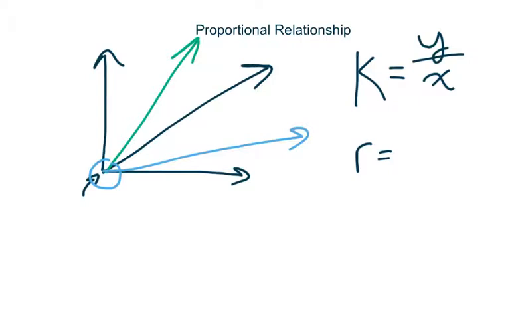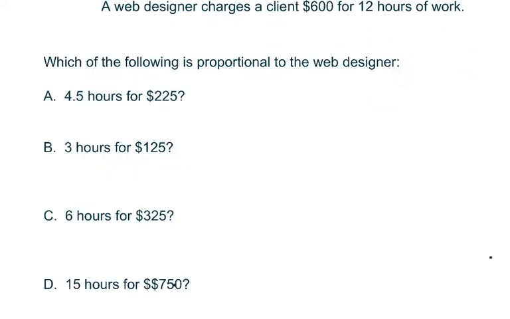What we're going to look at now is how you can take an original relationship and compare it with other relationships to see if they're proportional to each other or not. We're going to look at a problem of a web designer. They charge a client $600 for 12 hours of work. We want to find out first what the constant of proportionality is for the web designer.